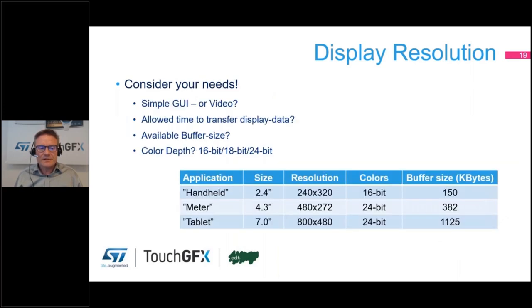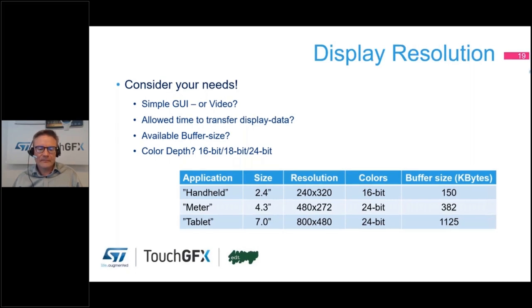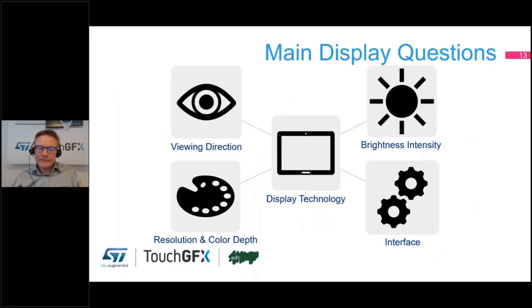And as I said, consider your needs. This is just three simple examples of what kind of buffer size you will actually need if you are running displays with different resolutions and different color depth. Keep in mind that color depth is really where you will also be facing some challenges, especially if you go up to 24-bit. That's quite a lot of data that you need to throw to the display.